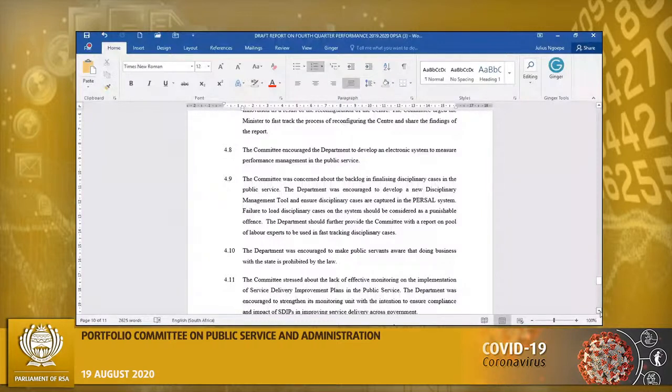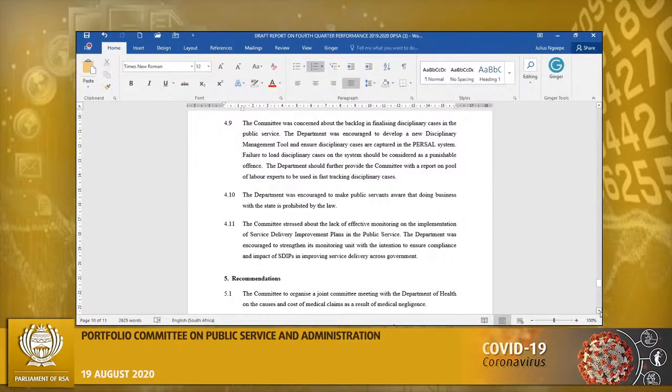And 4.9, the committee was concerned about the backlog in finalizing disciplinary cases in the public service. The department was encouraged to develop a new disciplinary management tool and ensure disciplinary cases are captured in the PERSAL system. Failure to load disciplinary cases on the system should be considered a punishable offense. The department should further provide the committee with a report on a pool of labor experts to be used in fast-tracking disciplinary cases.